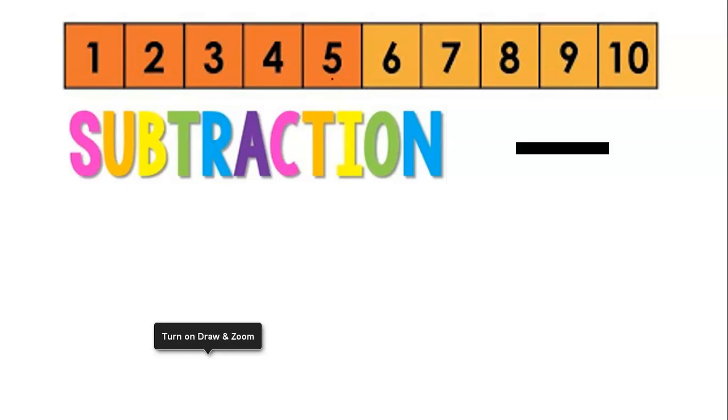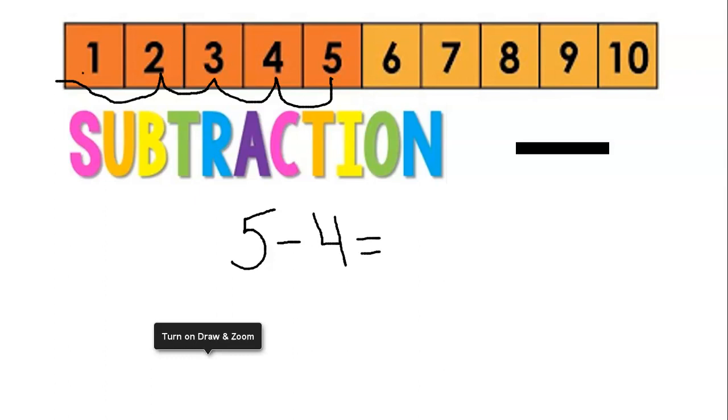Let's start with 5 this time. So we have 5, and then we know we're jumping back, so we're going to take away. Let's do 4. Take away 4. 5. Take away 1, 2, 3, 4. Whoops. So 5 minus 4 equals, what number did we land on? That's right, 1. Awesome job, guys.